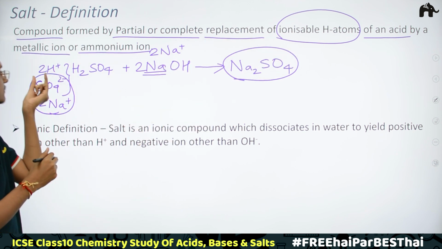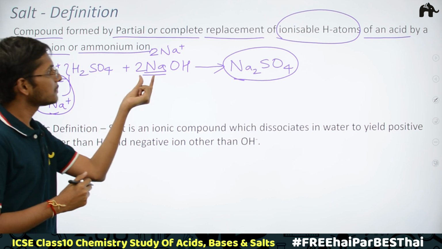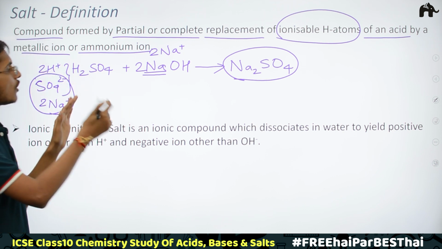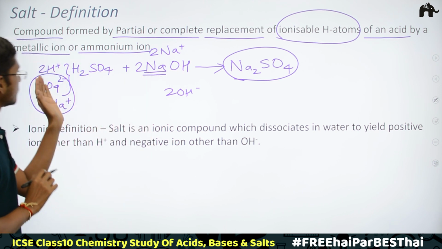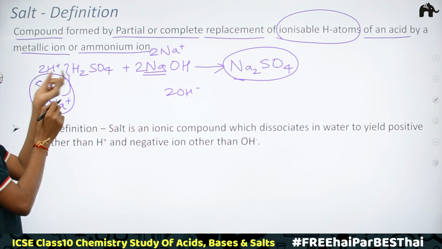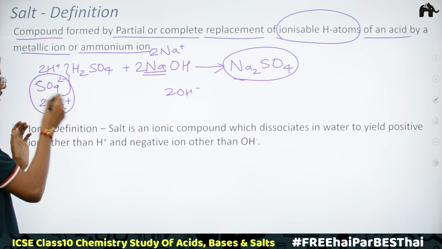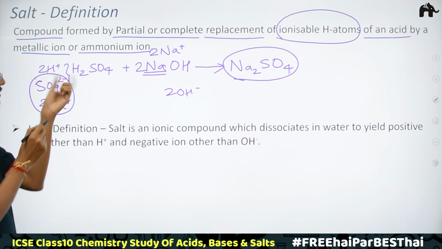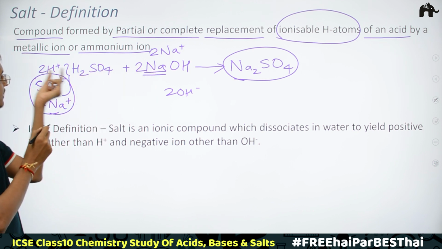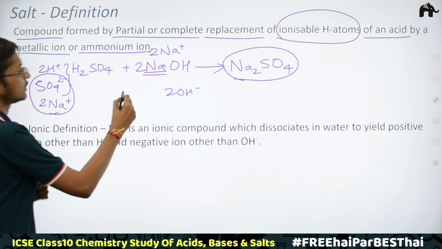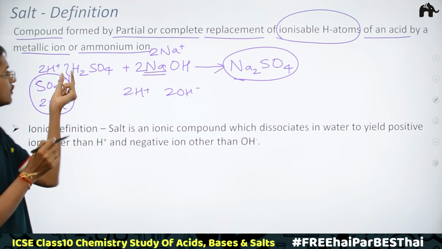Na2SO4. So this would be our compound formed, Na2SO4, by complete replacement of the ionizable hydrogen atoms of an acid, here see 2H plus, by a metallic ion. And then what else would form? See here 2 OH minus are also there, apart from 2 Na plus. Here after this 2H plus and SO4 2 minus, this SO4 2 minus is getting combined with these 2 Na plus. So what is remaining here? From H2SO4, SO4 is going with Na. What is remaining is 2H plus.